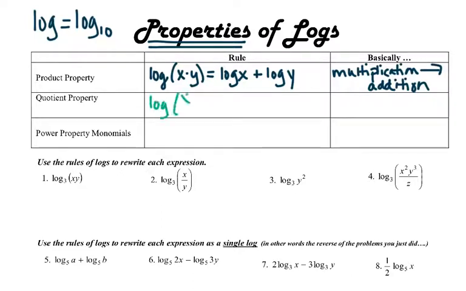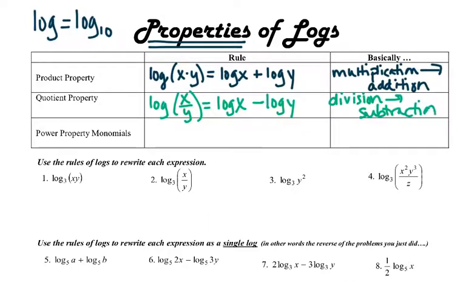How about this one? The log of x divided by y is equal to the log of x. I bet you could guess it. All right, minus the log of y. So this rule basically says that division turns into subtraction. Ever heard that before?